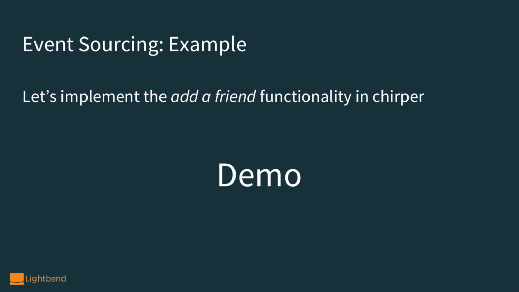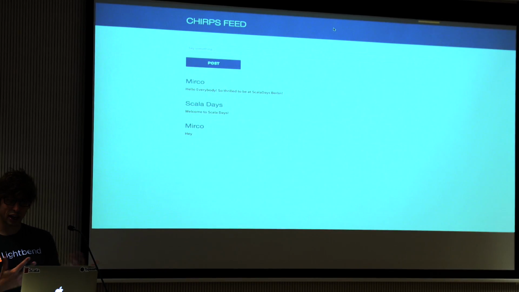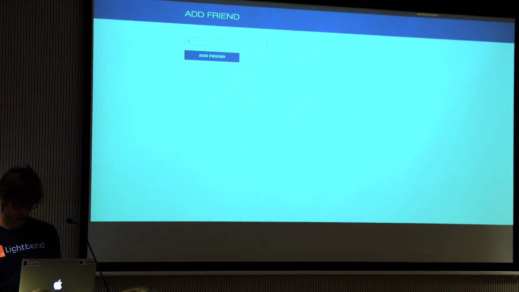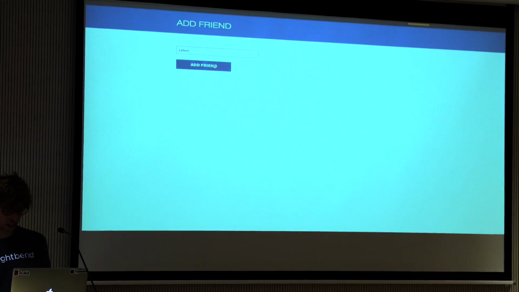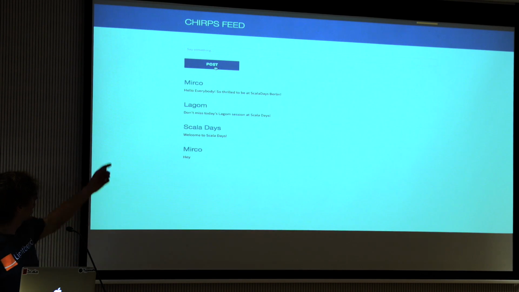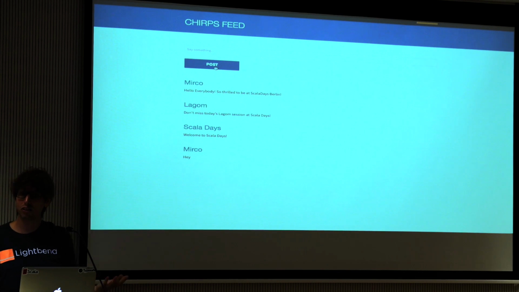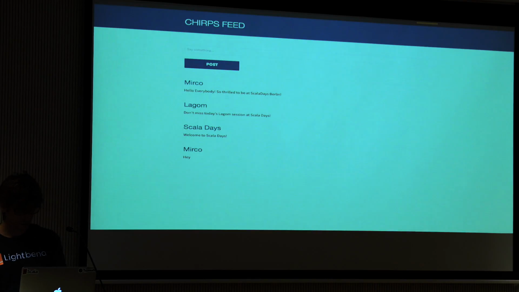Okay, so we want to implement this functionality: add a friend in our Chirper app. So let's see, how do we add a friend in practice? We have this, and I think I have a friend. Well, there is someone named Lagom. And now Lagom is in our feed, right? So this is the functionality that we want to implement. So let's go back to the slides.